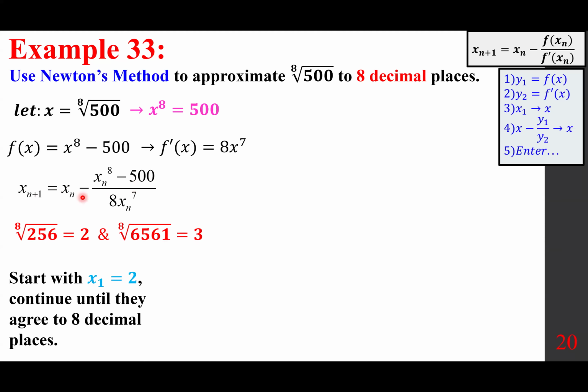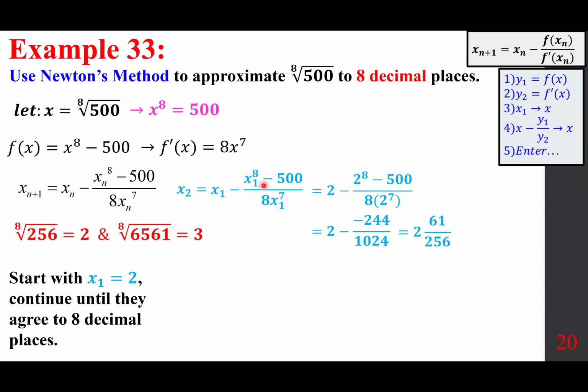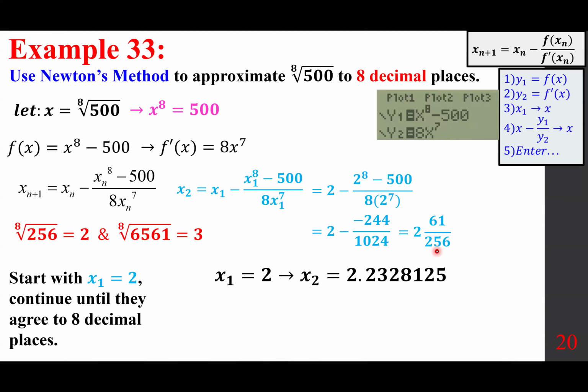We go with this formula and we say x sub 2 is x sub 1 minus x sub 1 to the power of 8 minus 500 over 8 x sub 1 to the power of 7. And so we're going to replace wherever we see x sub 1 with 2, do the work, and we show the reader step by step with details how we arrive at it. And that's pretty good. We have x sub 1, we have x sub 2, and now we may use a calculator. For this case, y sub 1 is the function f of x, y sub 2 is f prime of x. 2, the first x sub 1 is stored in x, and then x minus y1 over y2 stored in x.